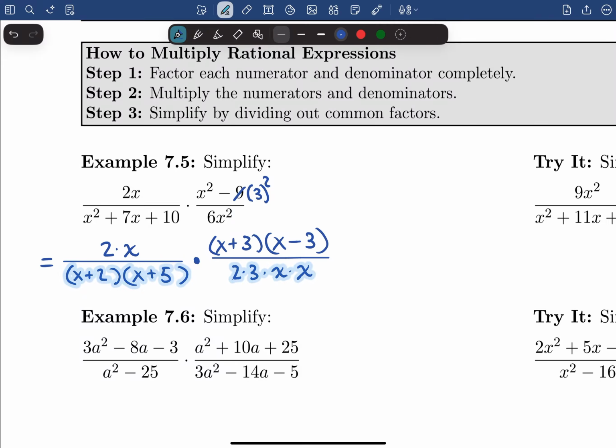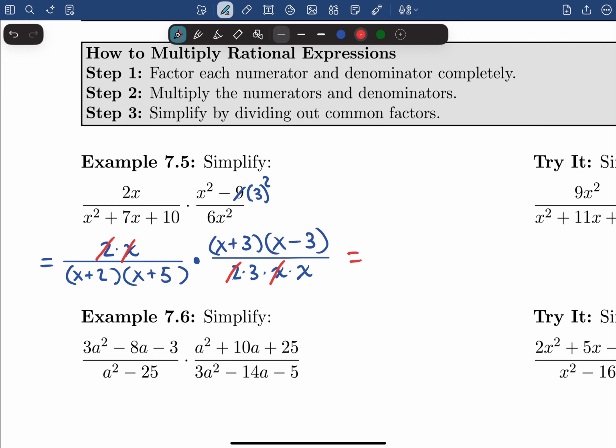I'm going to hop in here and look at things and say, well, I see a 2 that the top and bottom share in common. This is a factor that the top shares with the bottom. And x is a factor that the top shares with the bottom because everything's factored at this point. Then I try to look a little further and see, is there anything else that cancels? And the answer is no, nothing else cancels at this point. And so I'm all done and I'm ready to write my final result out.